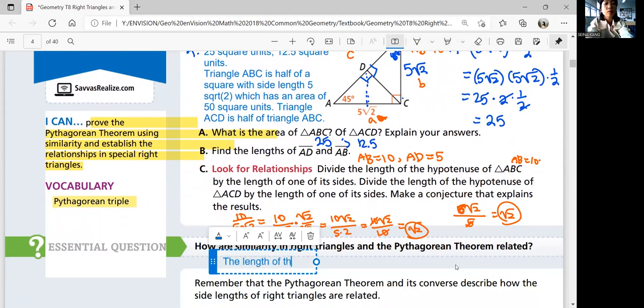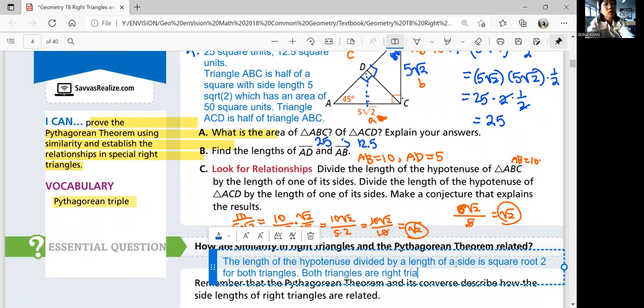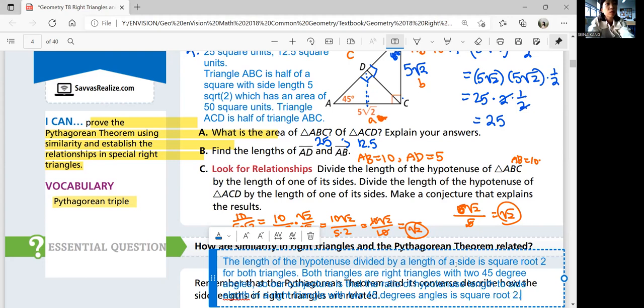So the length of the hypotenuse, I'm gonna write c under here, divided by a length of a side is √2 for both triangles, which are right triangles with two 45 degree angles. So our conjecture is that the ratio of hypotenuse length to side length in a right triangle with two 45 degree angles is √2.